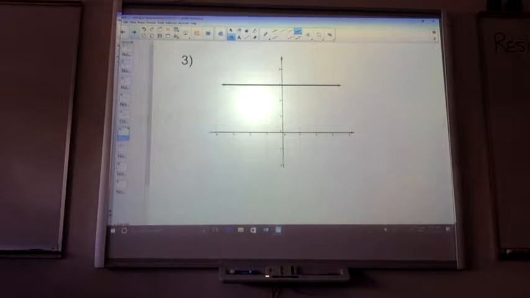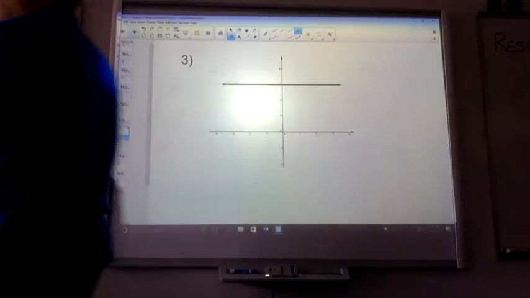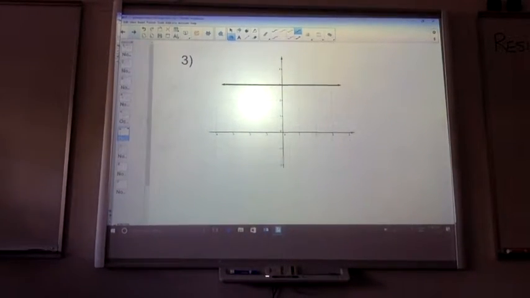Ooh! This is one of our special cases. This is a special case. This is what kind of line? It's horizontal. Horizontal line has what for a slope? 0. Awesome. Okay, so let's list what we know about this. This is a horizontal line. Everyone feels comfortable. Horizontal lines always have a slope of 0.